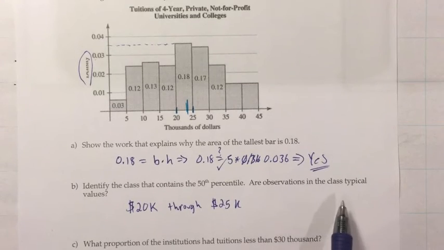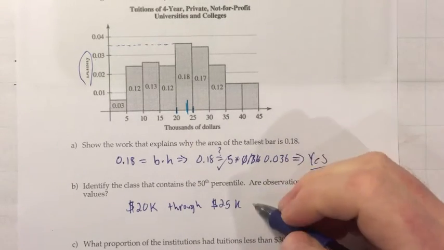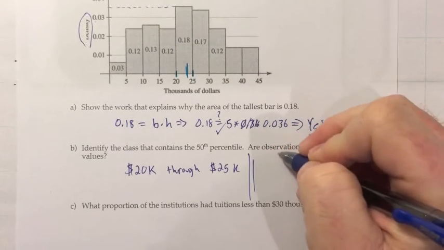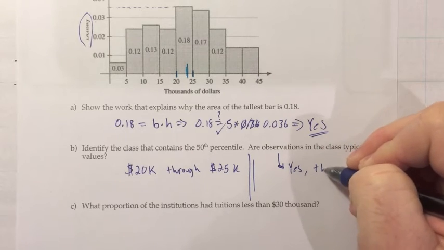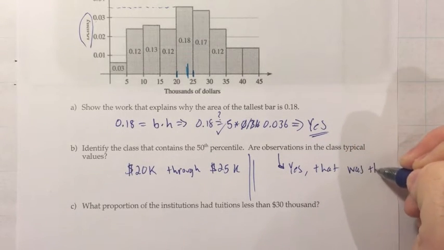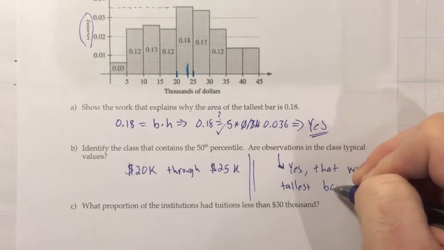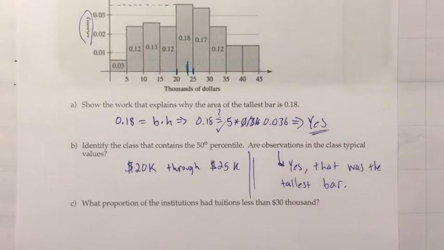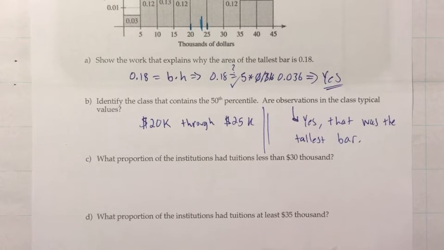And then are observations in that class typical? For sure, because that's the tallest bar that we have. So are they typical? Yes. And why? Because that was the tallest bar. And if it's the tallest bar, then for sure it's taller than a majority of the bars. It's taller than all the other bars. All right, let's see what other questions they have for us.